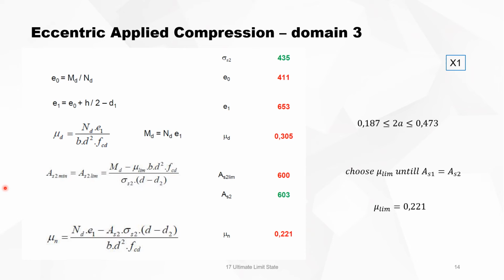Let's now work those 3 cases. Let's work it out. Case X1, we start with a steel stress of 435 for the compression steel, the most compressed steel. We calculate the eccentricities, we calculate mu d. Now, if you got mu d in the first iteration, I have 0.305. You see, this is within the limits of domain 2A. So it is fine, it is okay, we are in domain 2A.